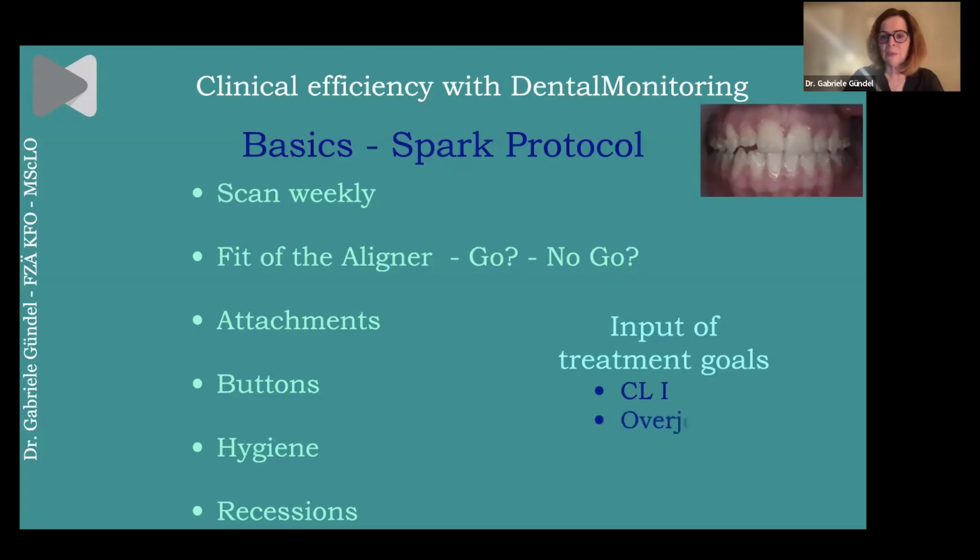As I mentioned before, there's a possibility to make an input of treatment goals. For example, class 1, the overjet, the overbite, space closure, crossbites, or other things. You can define a lot of things which you can control.